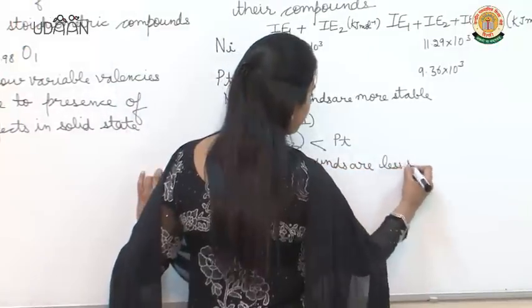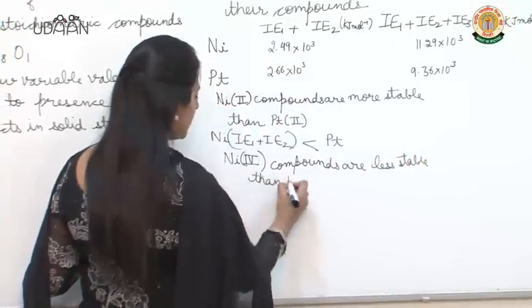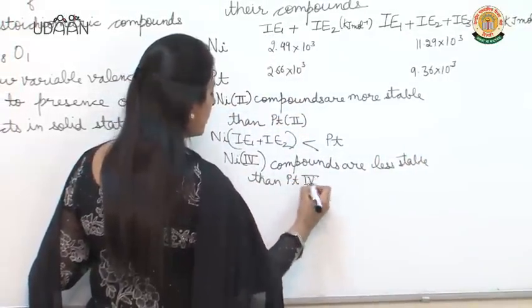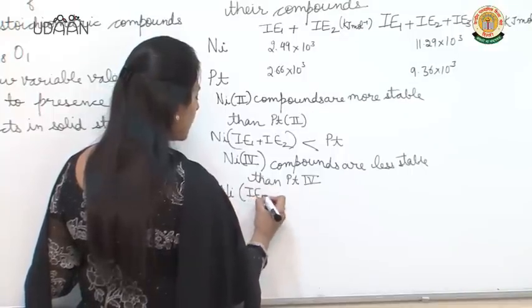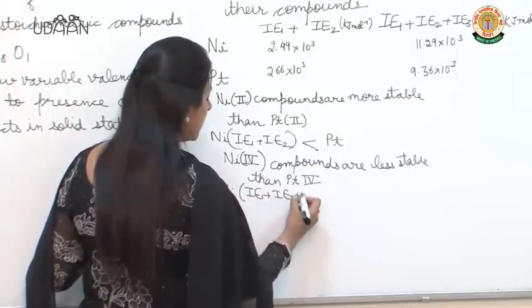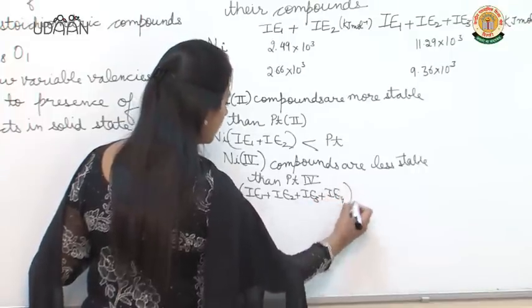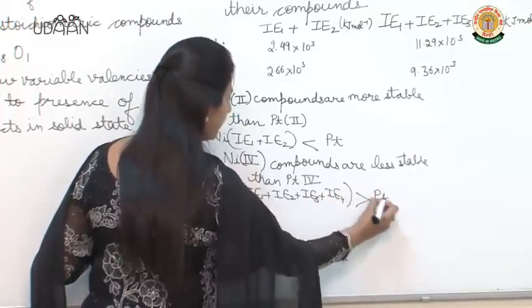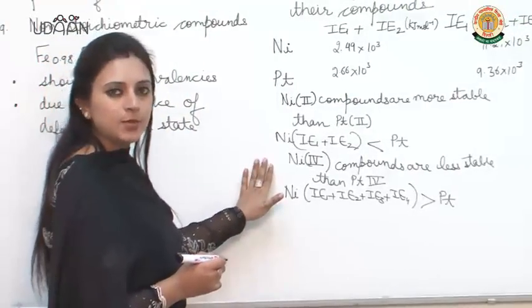less stable than platinum 4. What is the reason? Because the sum of first 4 ionization energies for nickel is higher as compared to platinum. इसीलिए nickel 4 compounds are less stable.